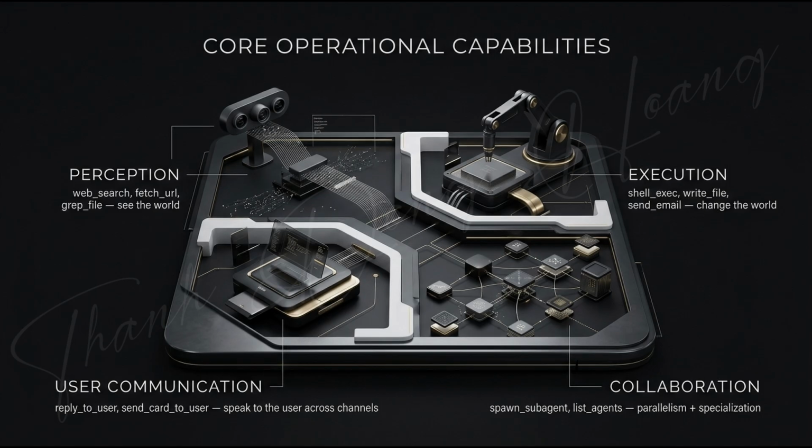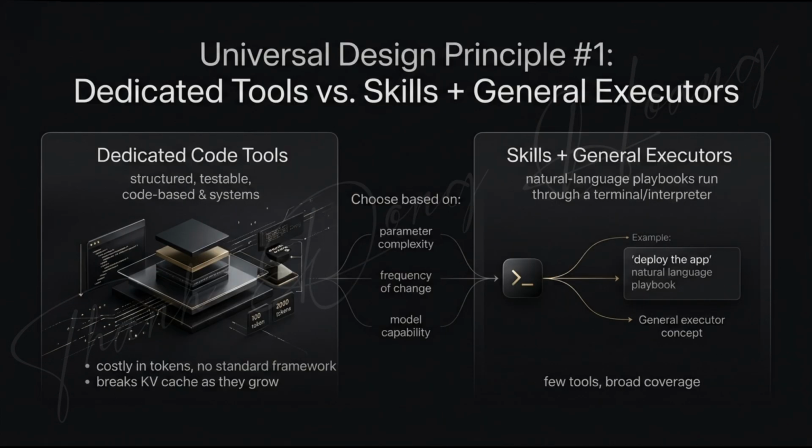Quick definitions. Perception tools are things like web search, page fetching, and file search. They let the agent see the world. Execution tools are things like running shell commands, writing files, and sending emails. They let the agent change the world. Collaboration tools spawn and coordinate other agents for 2 reasons: raw parallelism, doing several things at once, and specialization, giving different subtasks different models, prompts, and tools. And user communication tools let the agent reply, send structured cards, or push notifications across different channels.